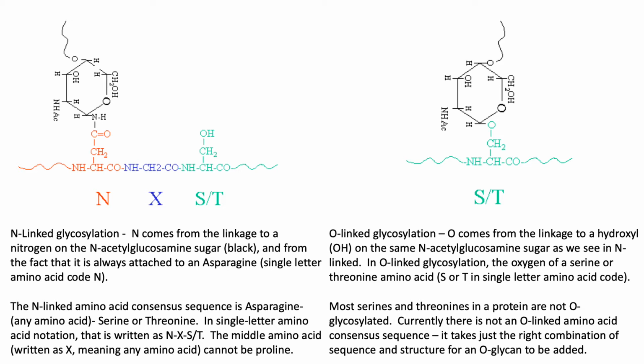Attached to the side chains, you can see the sugar molecules in black, and this will be the first sugar that is added. The first sugar that gets added is usually a thing called N-acetylglucosamine, and you can see it on there.